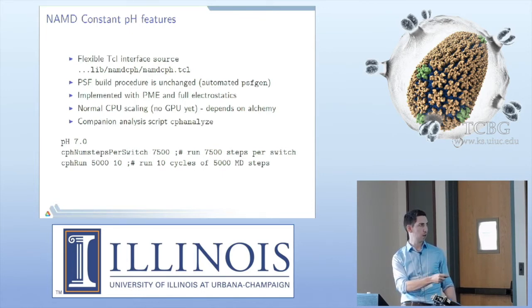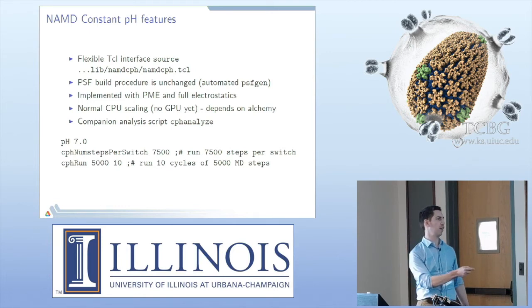There's also an analysis script that will do all of the bookkeeping and produce pH-dependent behavior if you have this from multiple runs. This is all described in the tutorial. This is currently available for downloading from GitHub. It might get integrated into the NAMD source tree. I just don't know if we're going to go down the route of supporting multiple software branches inside NAMD.